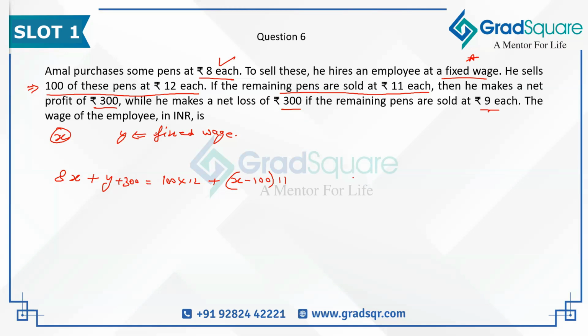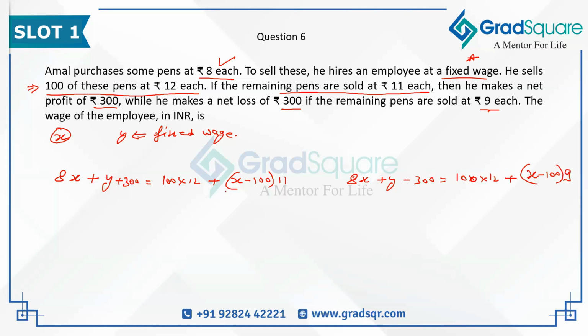Now let's look at the second equation. Your cost still remains the same, which is 8x plus y. But now you are making a loss of 300. So from cost, if you remove 300, that is when you will be able to get the selling price if you are generating a loss of 300. So what will be the selling price in this case? 100 times 12 plus X minus 100, rest of the pens were sold at 9 rupees each, right? This is what the equation is looking like.